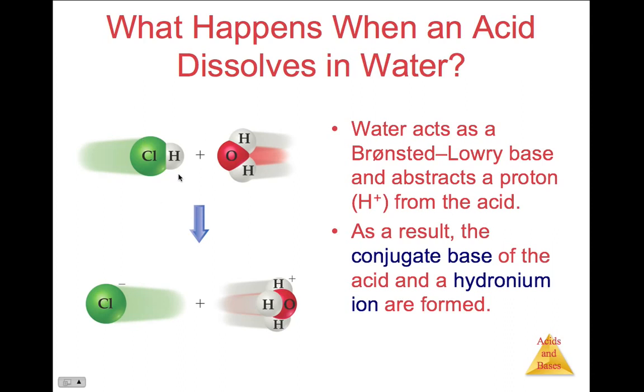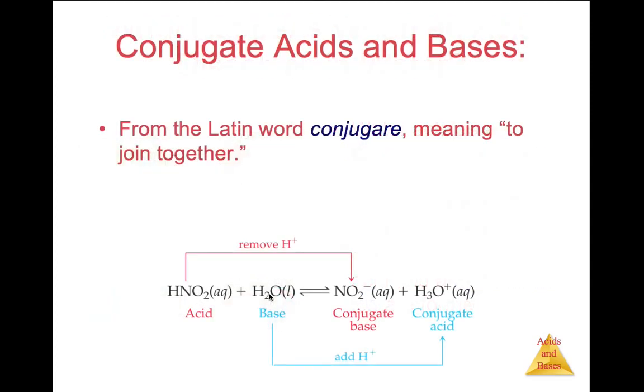This HCl molecule has now become just Cl-. This was called an acid, HCl. The Cl- is now called the conjugate base. Water up here was the base. It accepted a hydrogen right here, and now it is actually called the conjugate acid. It's also called a hydronium ion because it is H3O with a positive 1 charge.